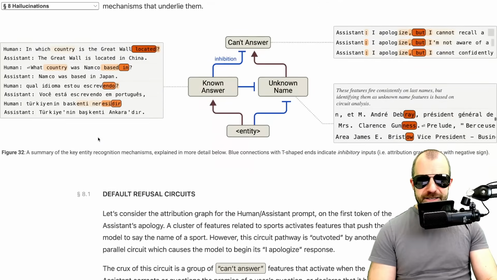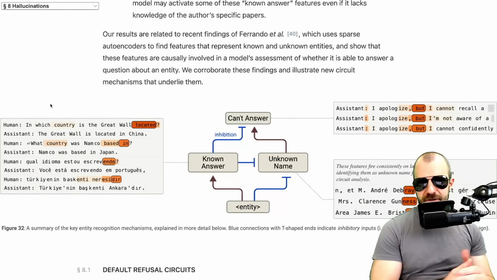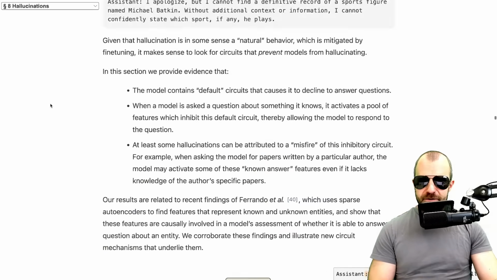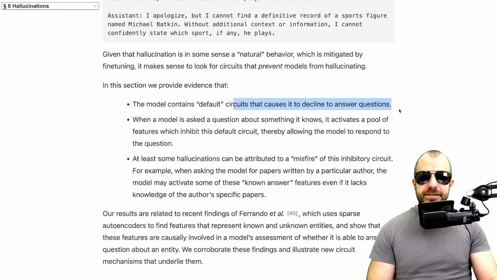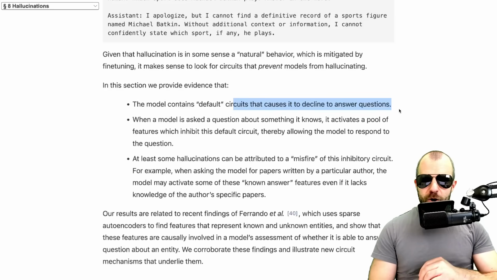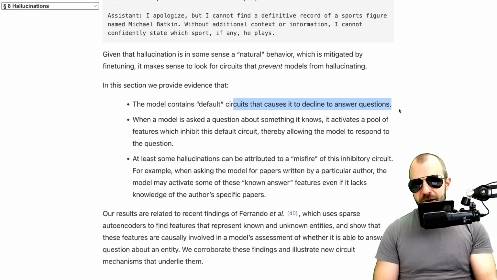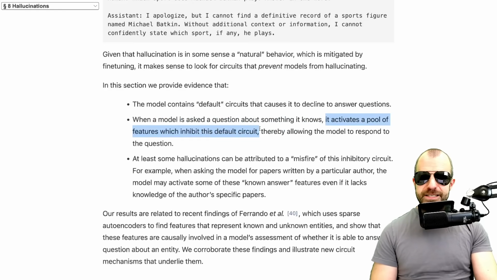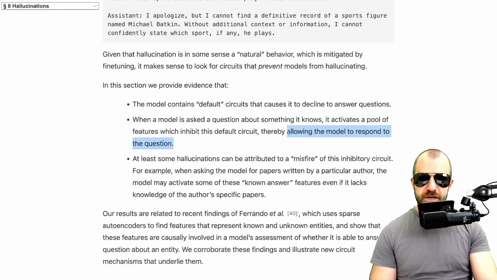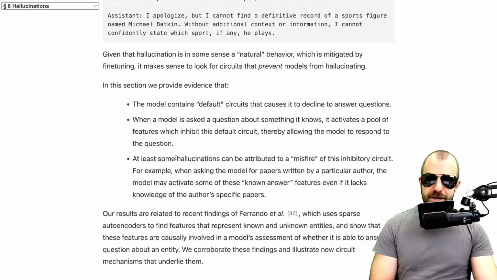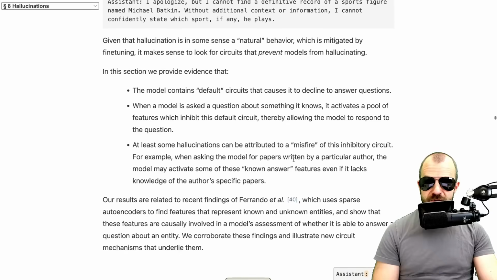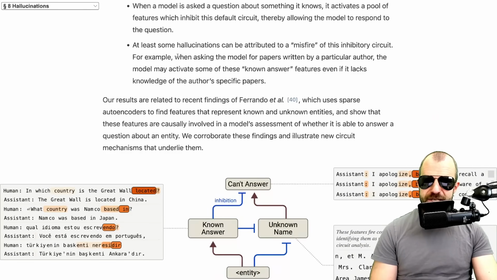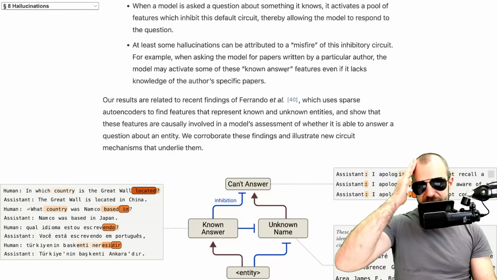And they analyze this and they find that there's these things called default circuits. So there seems to be a default circuit that causes it to decline to answer questions. So this is always active. The default circuit is always there, ready to decline answers. And when the model is asked a question about something it knows, it activates a pool of features which inhibit this default circuit, thereby allowing the model to respond to the question. At least some hallucinations can be attributed to misfire of this inhibitory circuit. For example, when asking the models for papers written by a particular author, the model activates, this is something we'll get to in one second.